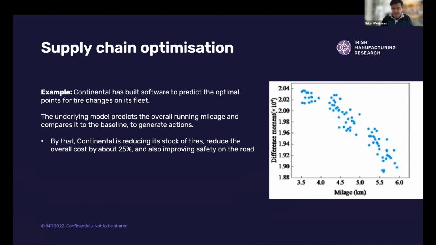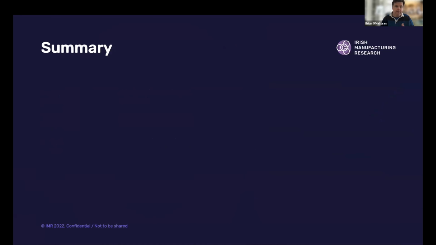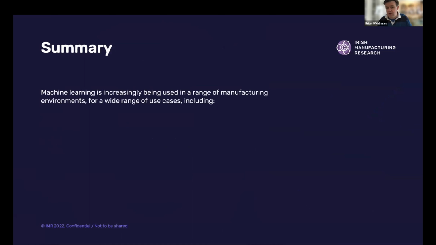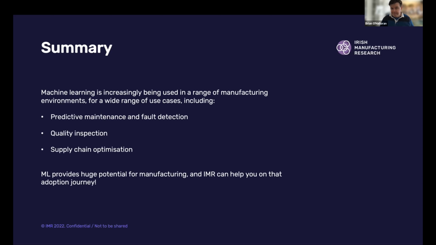So in summary, machine learning is increasingly being used in a range of manufacturing environments, and for a wide range of use cases, including, as I mentioned, predictive maintenance and fault detection, quality inspection, and supply chain optimization. Now, machine learning provides huge potential for manufacturing, and IMR can certainly help you along that adoption journey.